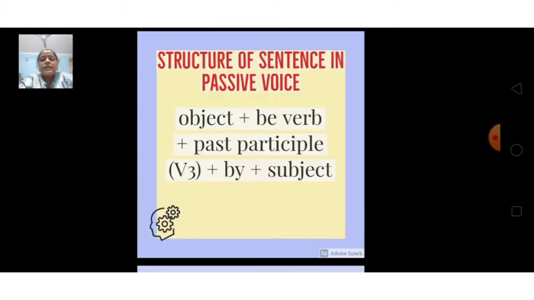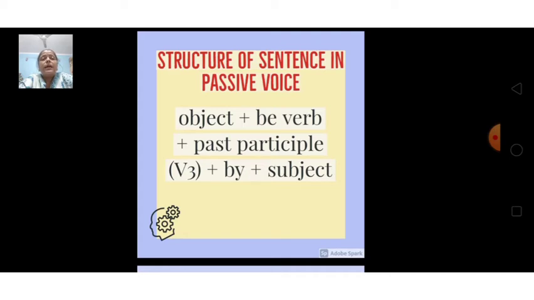Structure of sentence in passive voice. This also we did in the previous module, but I'll do a quick revision. While changing a sentence from active to passive voice, object should come first. Object means the receiver of the action. Alright, should come first. After that, be.